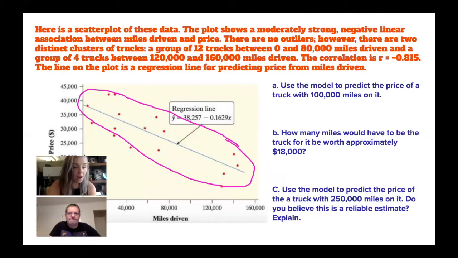So what the author of this problem has done is they've given you duffs. They have described the problem for you so that you don't even have to think about that part. It does say, however, there are two distinct clusters of trucks, a group of 12 trucks between 0 and 80,000, and then another 4 trucks between 120,000 and 160,000. So you can sort of see those distinctions in the graph.